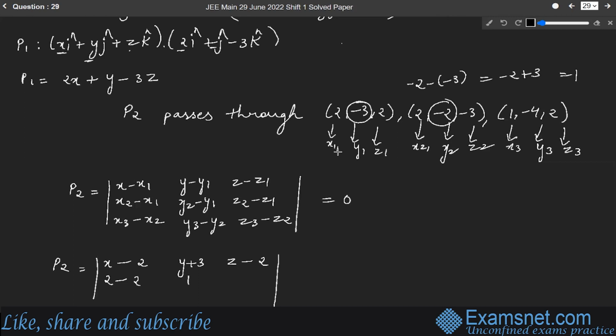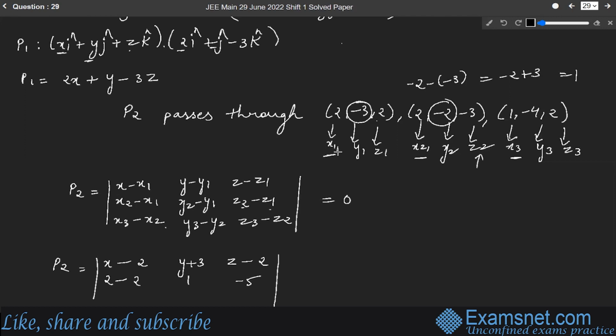Right? Next will be z2 minus z1. What is the value of z2? It is minus 3, and z1 is 2. So minus 3 minus 2 is minus 5. Next is x3 minus x2. x3 is 1.